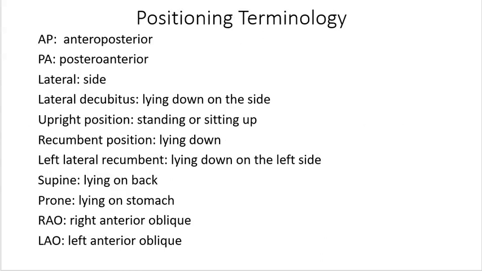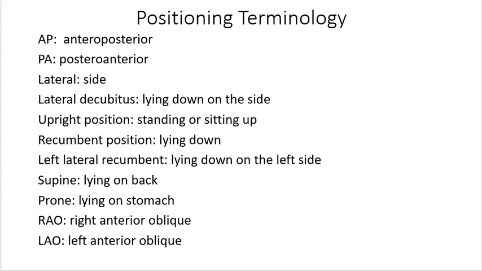Positioning terminology. AP is antero-posterior, front to back; posterior-anterior, back to front; lateral, on the side; lateral decubitus, lying down on the side. Upright position could be standing or sitting up. If you're sitting up, your chest is still in an upright position. Recumbent position, lying down. Left lateral recumbent would be lying down on the left side.